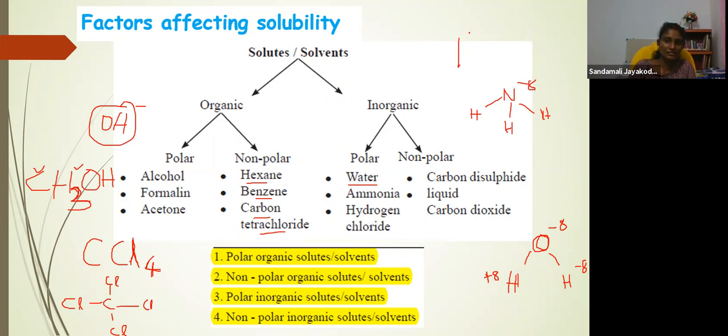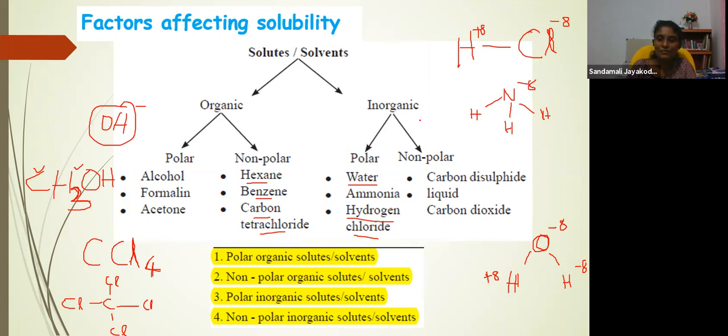And also HCl, again a covalent bond made by sharing two electrons, one contributed by hydrogen and one by chlorine. But chlorine has a high electronegativity, so it attracts the electrons in the bond and becomes negatively charged. In that way, hydrogen chloride is a polar inorganic substance.